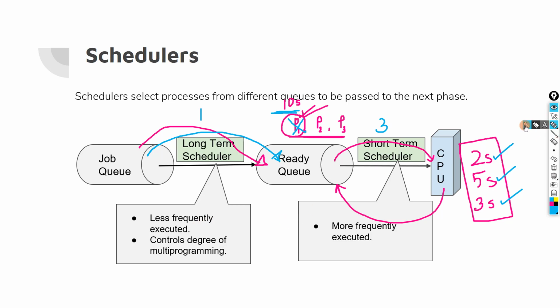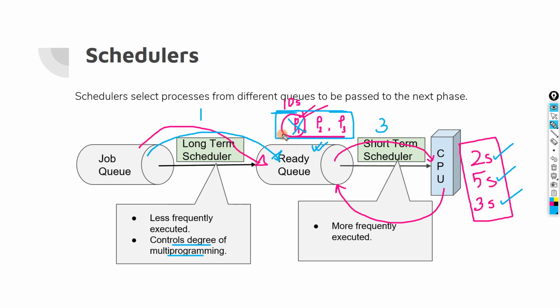Another thing is, this long-term scheduler actually controls the degree of multiprogramming. What is the degree of multiprogramming? The degree of multiprogramming means the number of processes that can be stored in the ready queue. We can say that the degree of multiprogramming is the number of processes that can exist in the ready queue at a certain time.